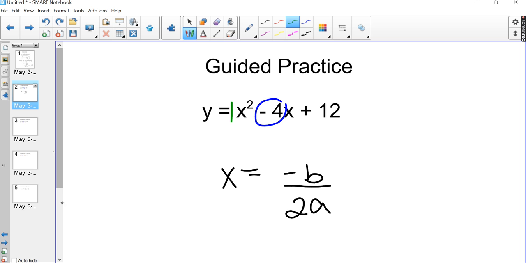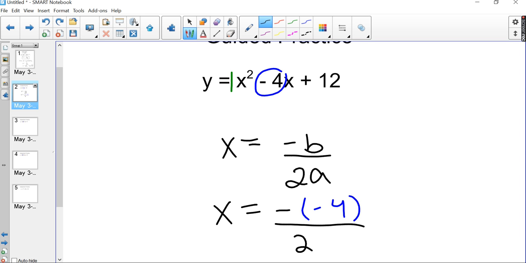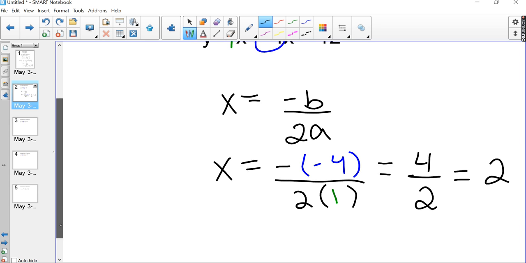Okay, so I'm going to have x equals negative of negative 4 over 2 times, well, a is 1. So I have x equals negative of negative 4 is positive 4 divided by 2 times 1, which is 2, and that is 2. So my axis of symmetry is x equals 2.